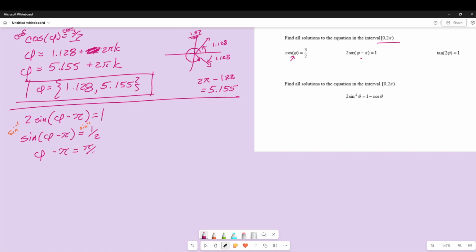The principal solution is pi over 6, but of course also anything coterminal to it. That pi over 6 is in quadrant 1. We know the other place that sine is equal to 1/2 has got to be up here in quadrant 2, because sine is positive in those 2 quadrants. And this reference angle of pi over 6 has to match this reference angle of pi over 6. So that's going to make this angle 5 pi over 6, because they're adding together to make pi.